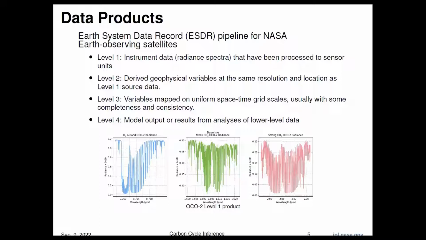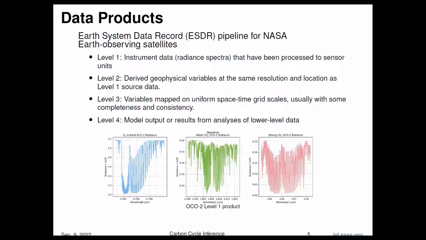Those level 1 products are used to derive level 2 products, and these are geophysical variables, usually atmospheric or surface quantities of interest that are essentially estimated from the level 1 data. And these level 2 products are usually at the same space and time resolution as the level 1. And so in the talk here, I'll talk about some of how that level 1 to level 2 processing takes place.